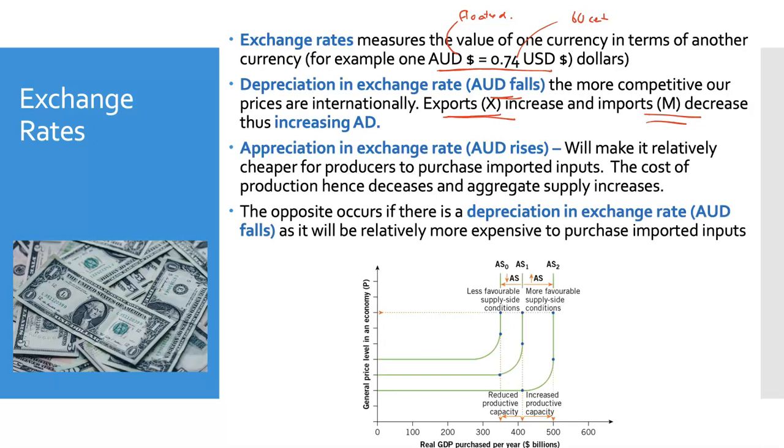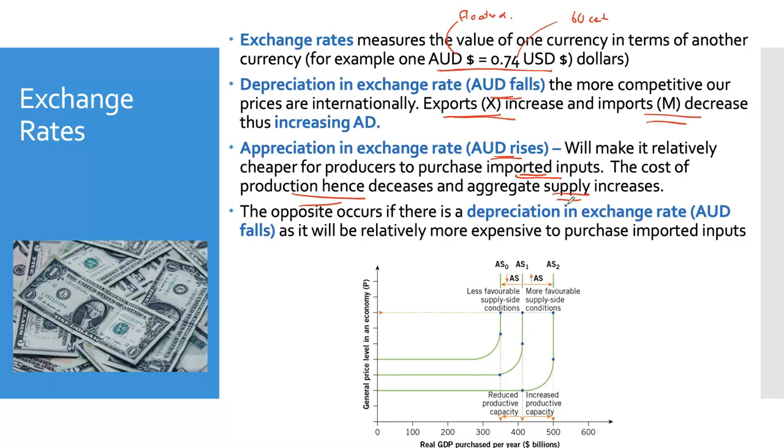And an appreciation in exchange rate, such as our Australian dollar rising, will make it relatively cheaper for producers to purchase imported units. So probably more interesting for suppliers is how it is going to impact the cost of our imports. If we have an appreciation of an exchange rate, our Australian dollar is worth more, our suppliers will be able to buy the inputs from overseas cheaper, their cost of production will decrease, and hence aggregate supply will increase.